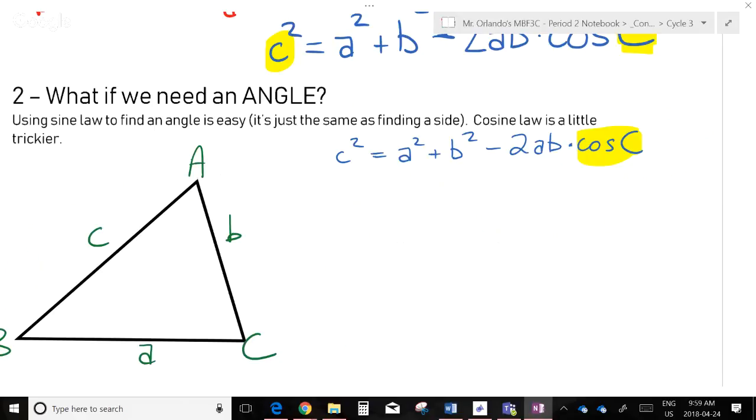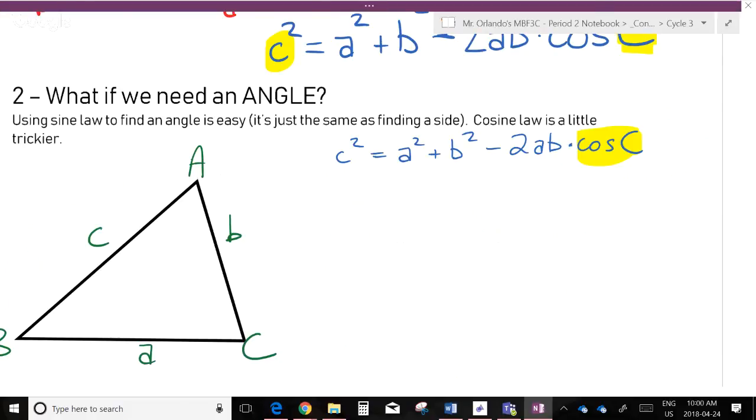So to find an angle in a triangle using cosine law, what am I going to have to know? I'm going to have to know side A. I'm going to have to know side B. But I'm also going to have to know side C, right? Because the only thing that can be unknown to me is what I'm looking for. So if I know all the sides, I can find one of the angles, any one of the angles.